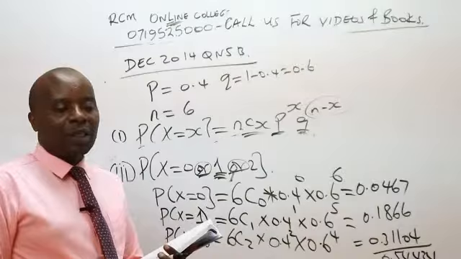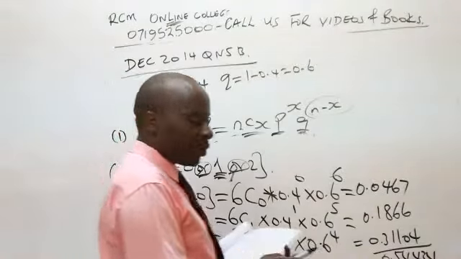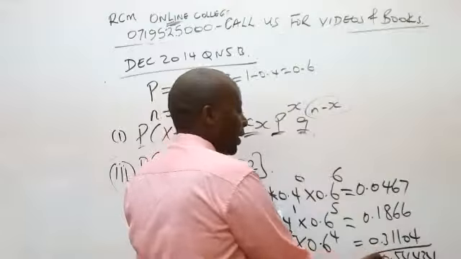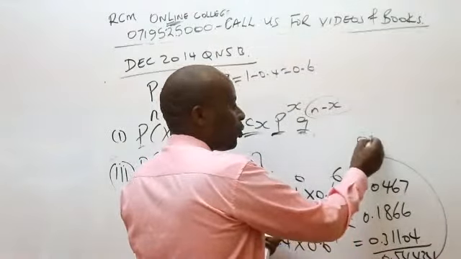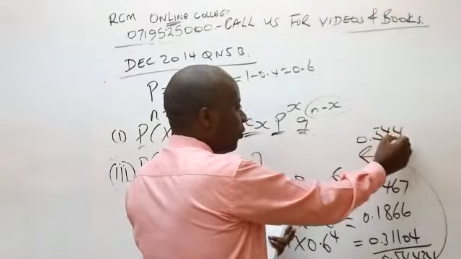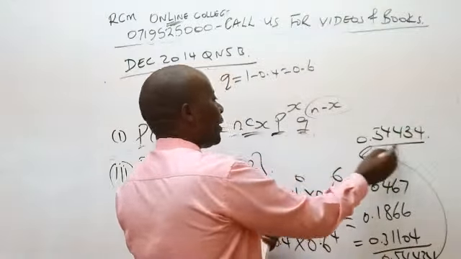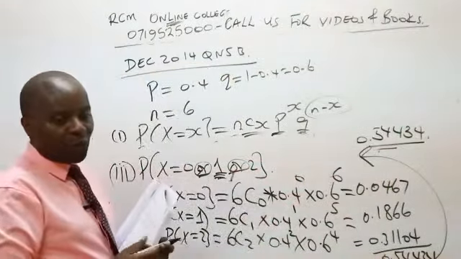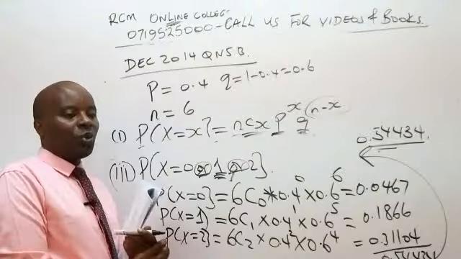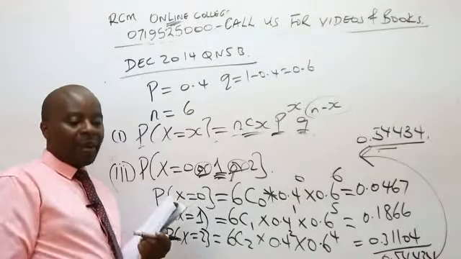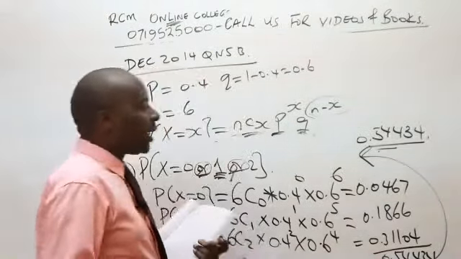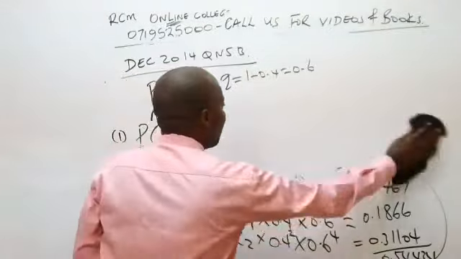So that is it. I can see this figure is not very clear there, so I can write it here. It's supposed to be 0.54434. That is the probability of at most 2. At most 2. And then now we can embark on tackling the last one.